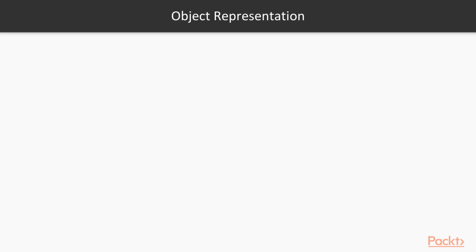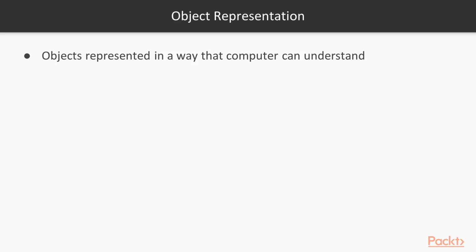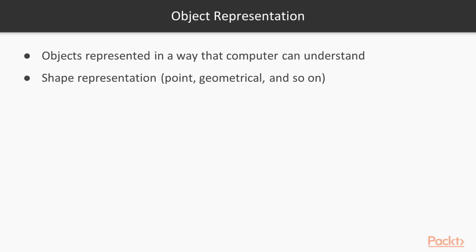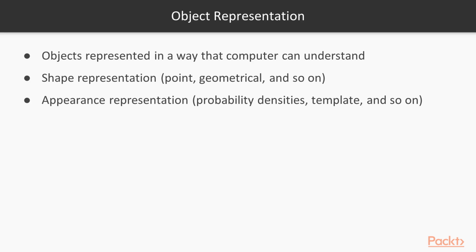First is the object representation. This is basically done just so that the computer can have a representation that makes sense for it. The computer needs a representation, something that it can understand, before it can track an object. There are generally two kinds of representations. One is the shape-based representation and the other is an appearance-based representation. In shape representation, as the name suggests, it tries to represent or describe the shape of an object. This need not be the actual shape of an object, rather just a way of representing that object.